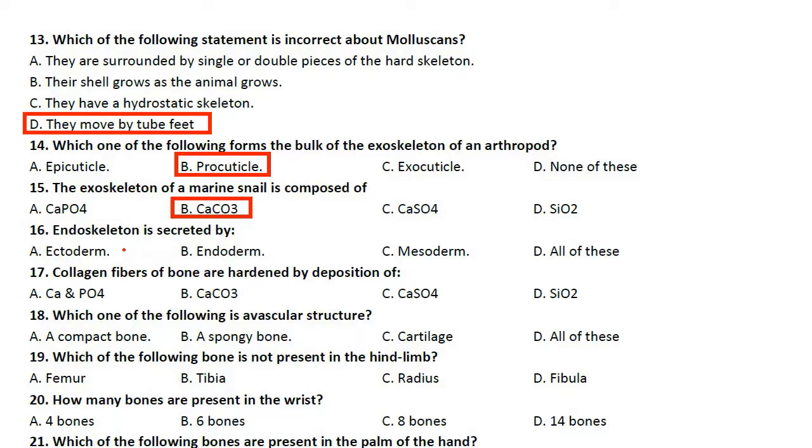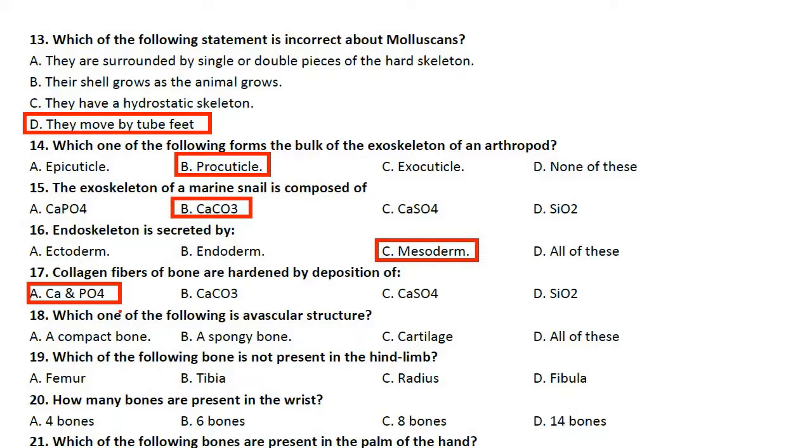Question number 16 is, endoskeleton is secreted by. So where from is endoskeleton secreted? It is secreted from the middle layer, and the middle layer is named as mesoderm. Question number 17, collagen fibers of bone are hardened by the deposition of. Collagen fibers are hardened by the deposition of calcium and phosphate oxide. So we have option A, calcium and phosphate oxide.